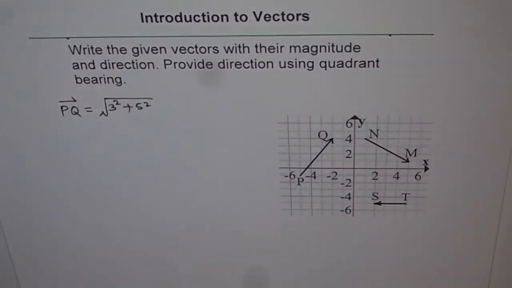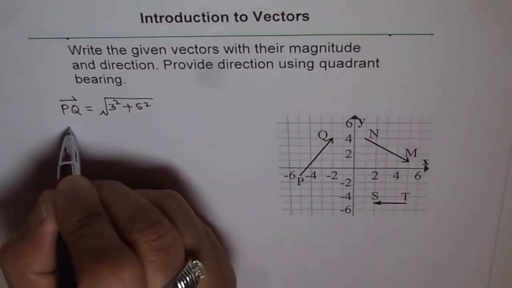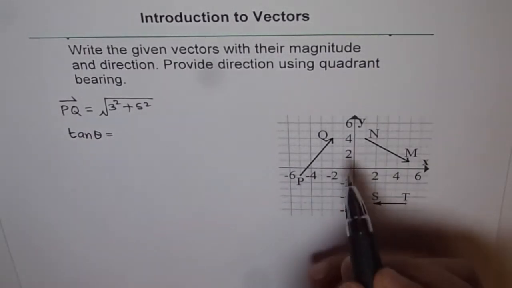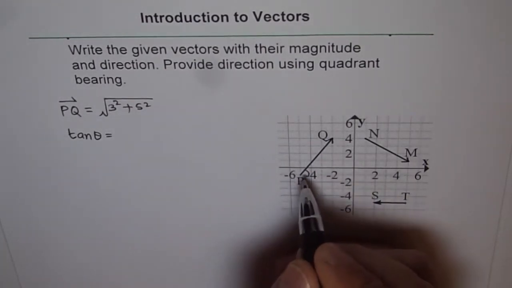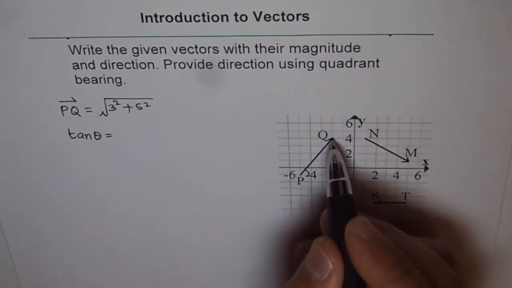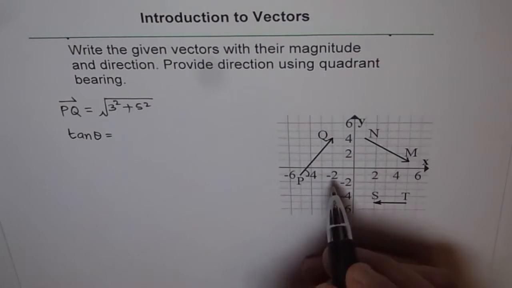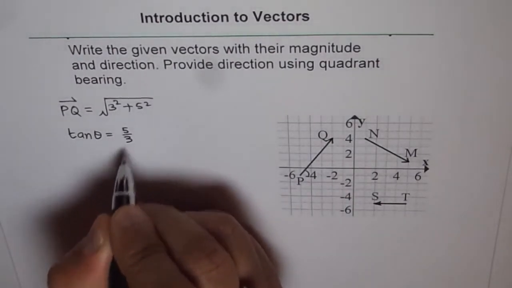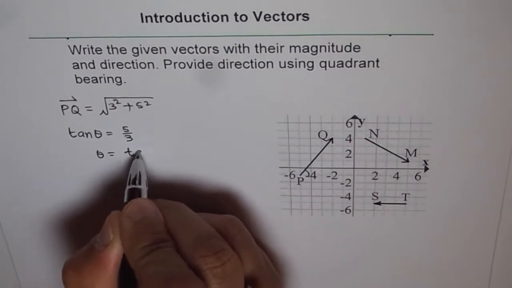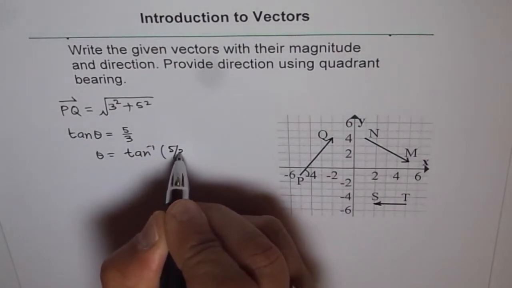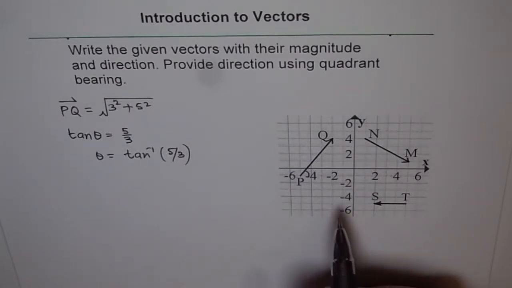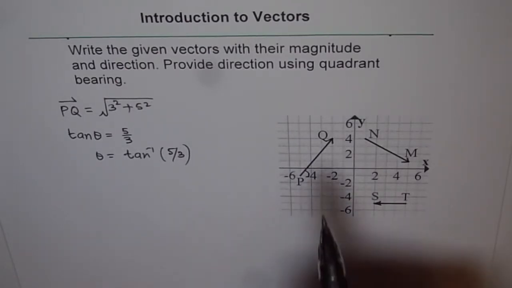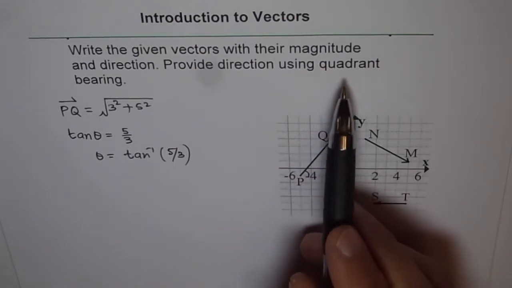So you can always calculate this. And to find the angle, you can use tan theta. If this is your theta angle, we are saying angle with the horizontal. Tan theta is the change in height, rise over run, which is 5 over 3. So from here you can find theta equals tan inverse of 5 over 3, correct? So you get your theta. Now let's say the theta value is, I'm not calculating, but I'm telling you the method to do it. Now what you need to do is write it in the form of quadrant bearing.